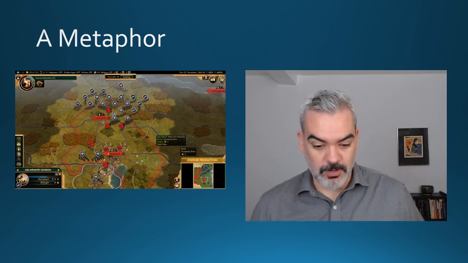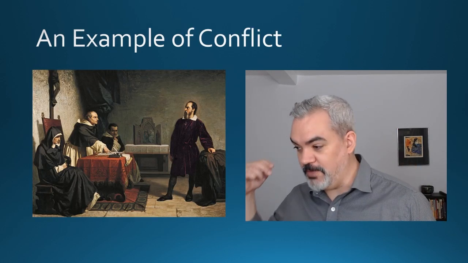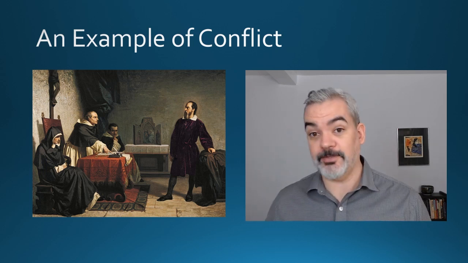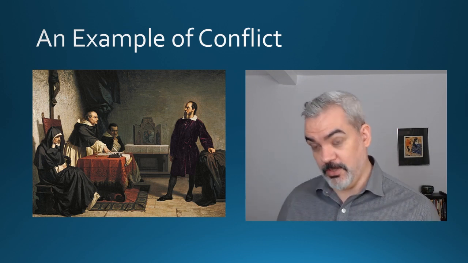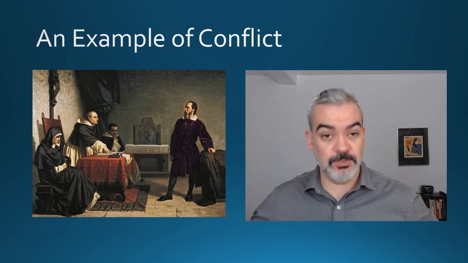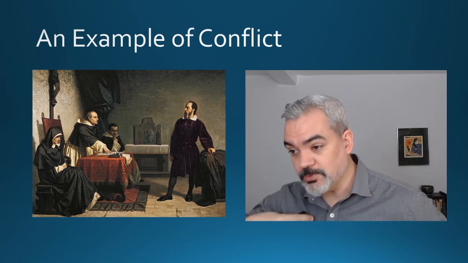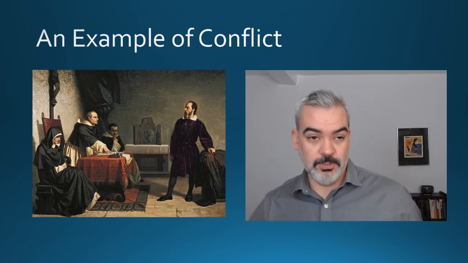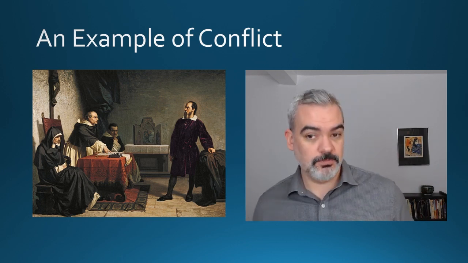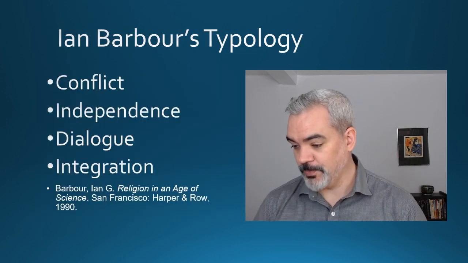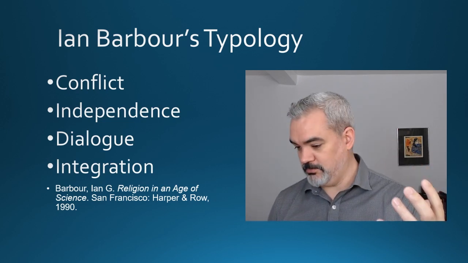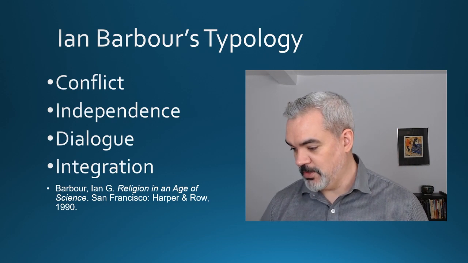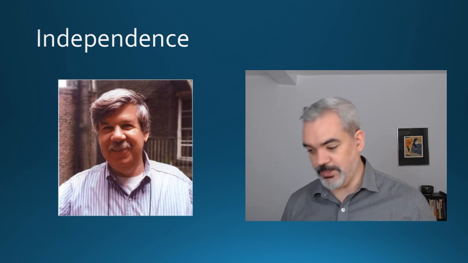Okay, so back to our typology. If you want an example of conflict, it's hard to think of a better one than the Galileo affair. So we'll cover that in some detail in the next video. And this is Dawes's example that he develops throughout the rest of the book of serious conflict between science and religion. Okay, so back to the typology, conflict. Let's do independence now. So here's a way in which science and religion could relate to each other.